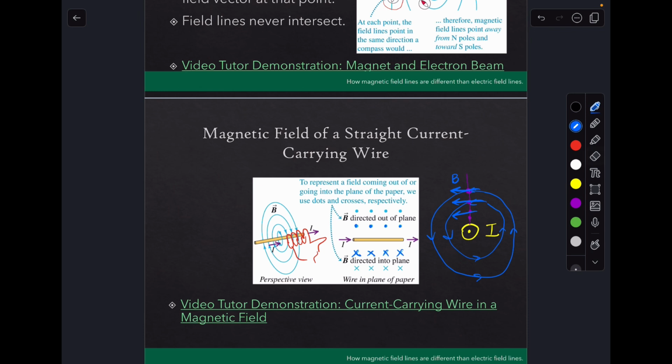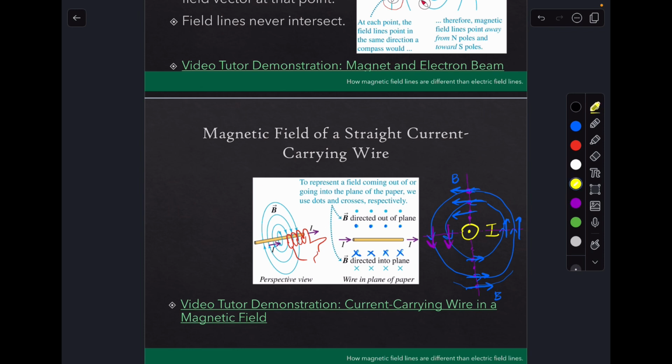What about below the wire? B is going to be pointing to the right at any point below the wire. If you take the tangent to that circle, pretend there's a circle there, it's going to be pointing to the right. What if you're to the right of the wire? If you're directly to the right of the wire, the B field will be pointing up. And if you're to the left of the wire, the B field will be pointing down. Oops, purple. Whatever. You get the idea.